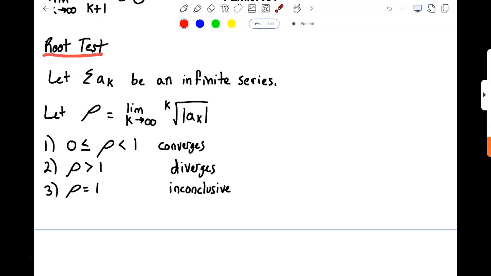So it will not work for everything. It needs to be some kind of limit that we can actually compute, and again, not 1. So that is the root test, and we're going to be looking at using it to determine convergence for some series in the upcoming videos.